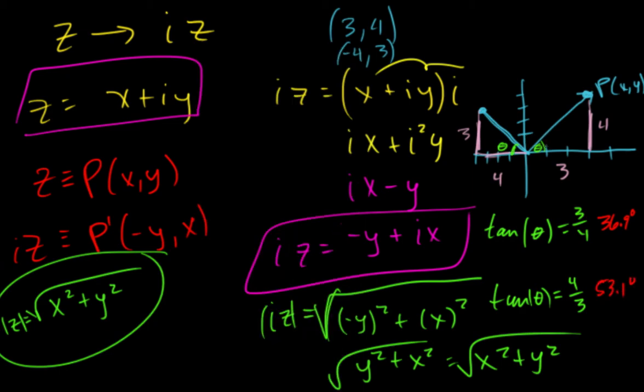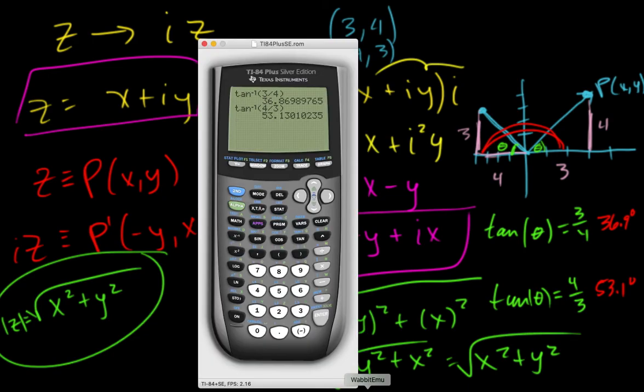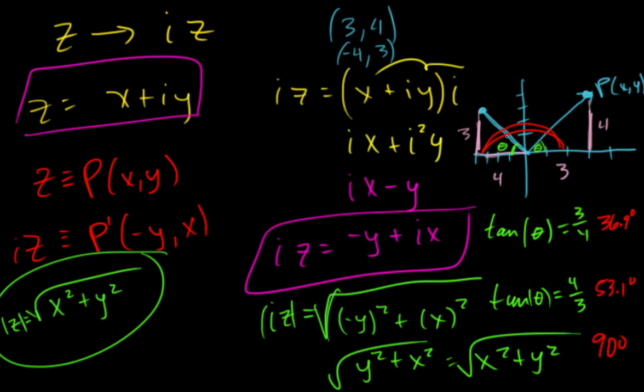Okay, now we know the total of this is 180. So if we do 180 minus both of those, it will leave us with our answer. And that's 90 degrees. So what that means is the transformation is a rotation counterclockwise by 90 degrees, or we can change that to radians and get pi halves.